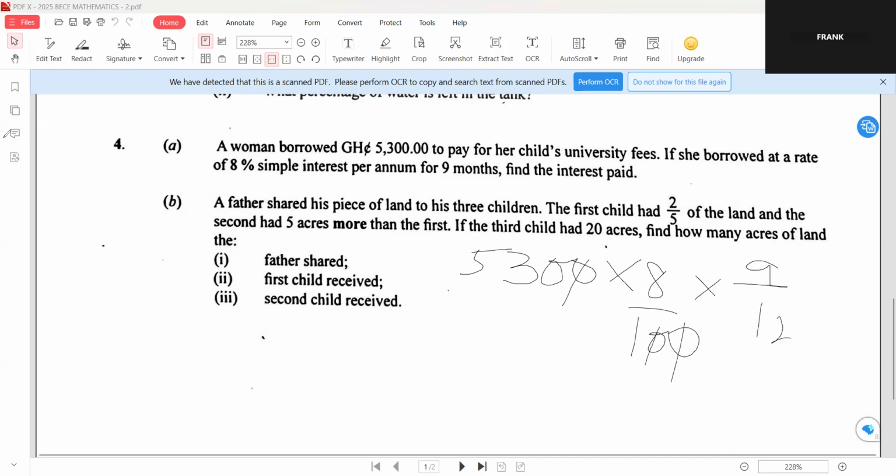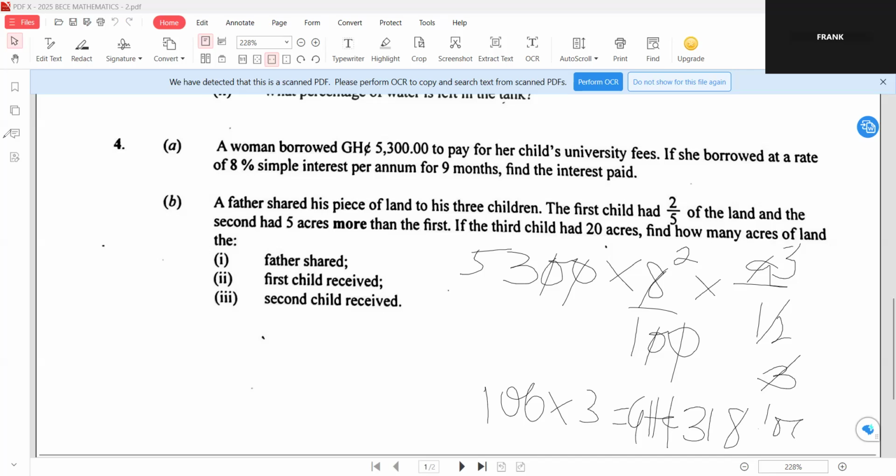So this can go off here. 4 here, 2, 4 here, 3, 3 here, 1, 3 here, 3. So we have 53 times 2, which is 106. 106 times 3, which will be 318 Ghana cedis. Remember to bring your .00 on the Ghana cedi sign. That ends the solution for the interest.